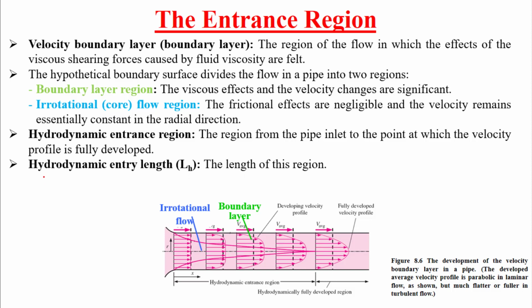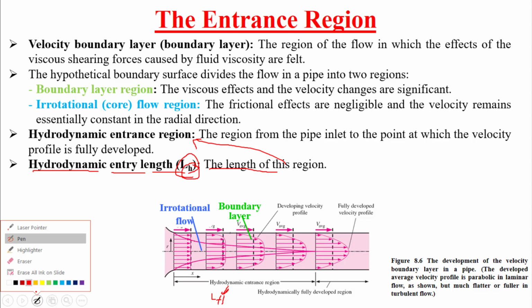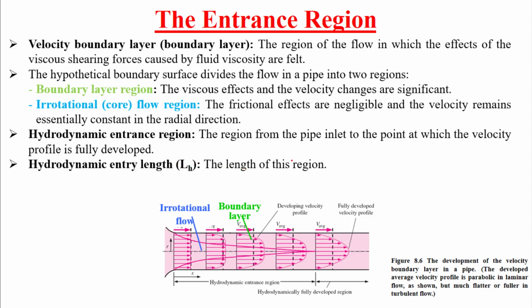This region has a length, and we call it the hydrodynamic entry length, LH. This is the length of this region. LH, L hydrodynamic, means we are dealing with the velocity. We have another length for the thermal entry region when we talk about temperature. So this slide is special for velocity, as I mentioned.